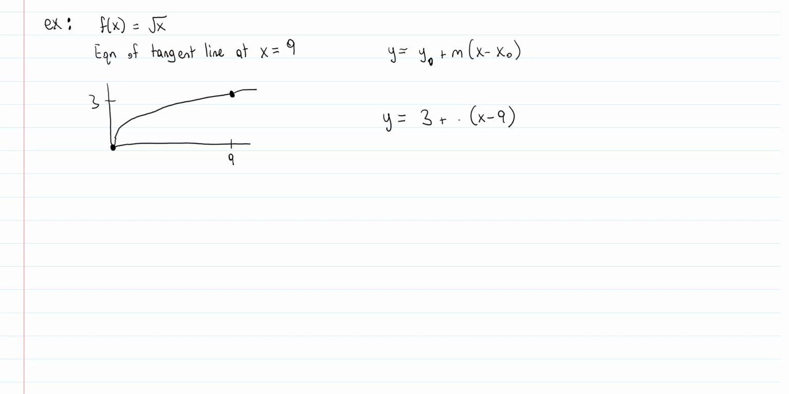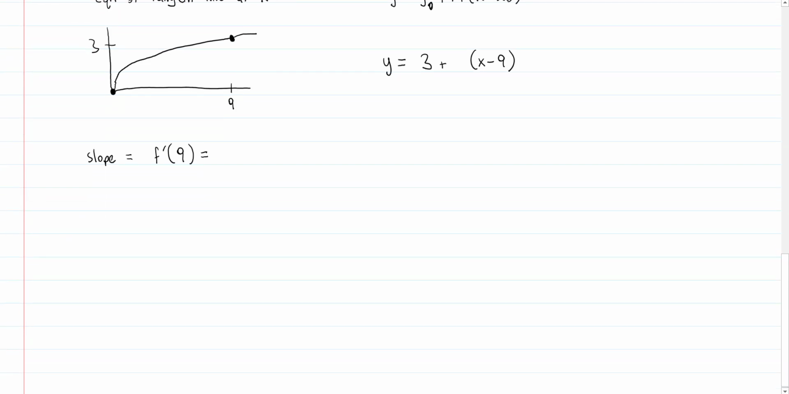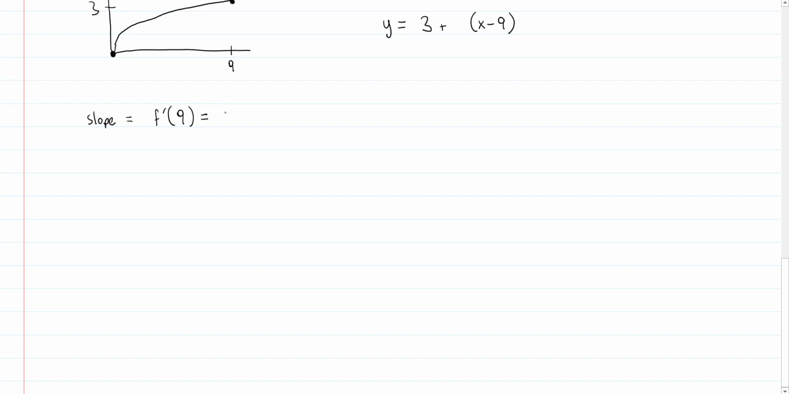So the slope of the tangent line is going to be the derivative at x equals 9. And to calculate the derivative, we had two formulas for it. I will use the limit as h approaches 0 formulation, just because I feel like it.